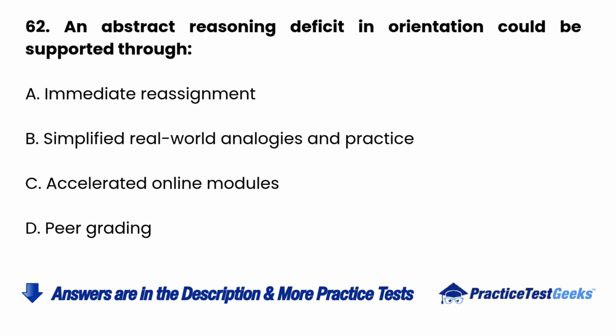62. An abstract reasoning deficit in orientation could be supported through A. Immediate reassignment. B. Simplified real-world analogies and practice. C. Accelerated online modules. D. Peer grading.